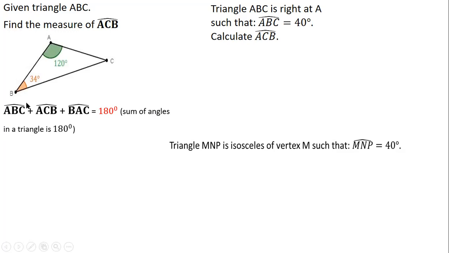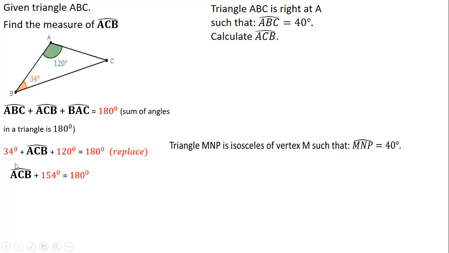Angle ABC, I replace it by 34 degrees, plus angle ACB is missing, so I keep it as it is, plus angle BAC is 120 degrees, so I replace it by 120 degrees. Now I add the numbers. 34 degrees plus 120 degrees is 154 degrees.